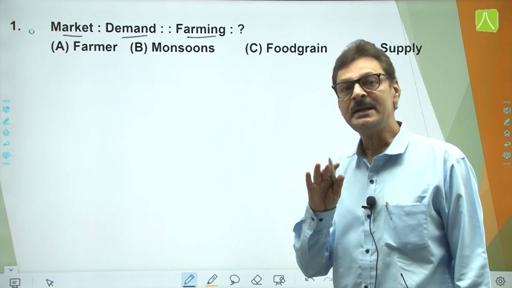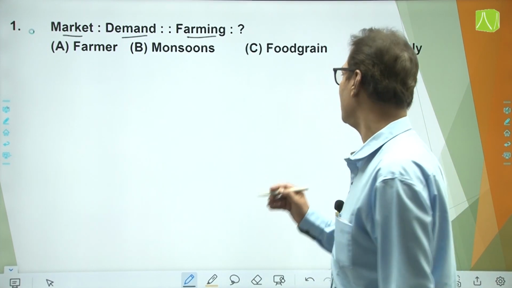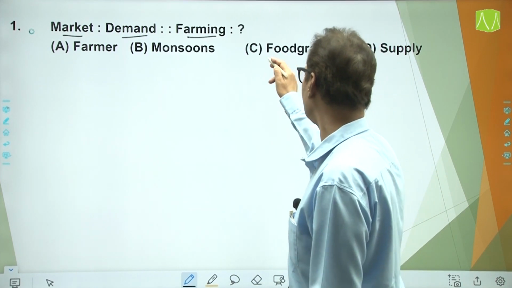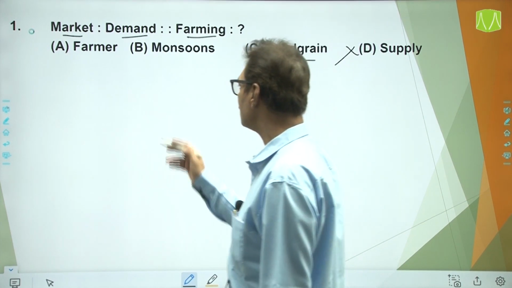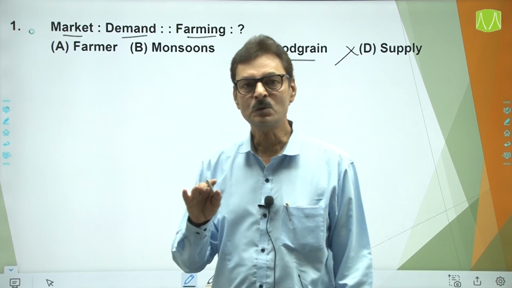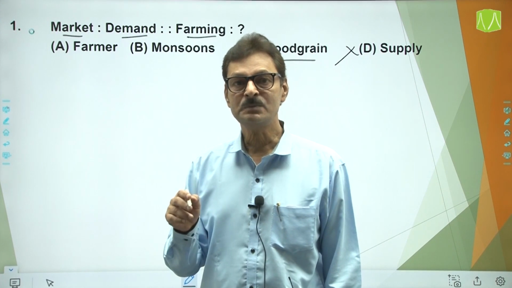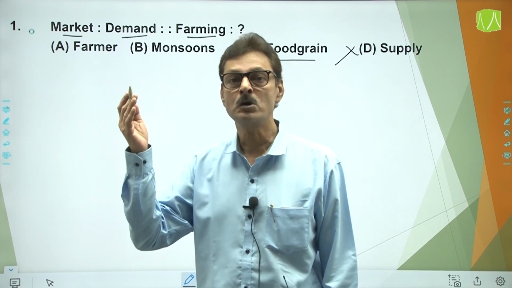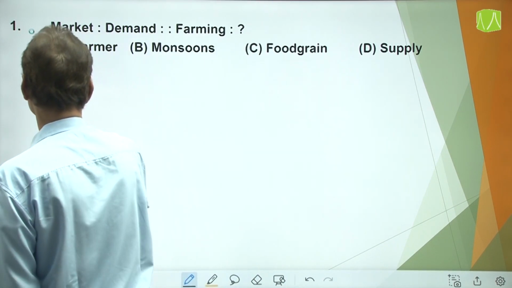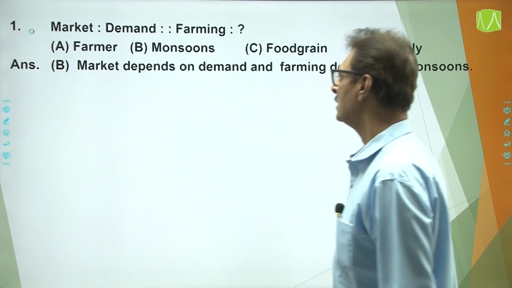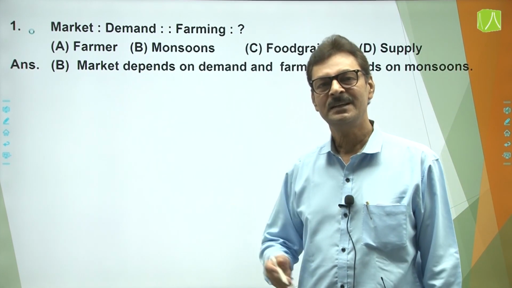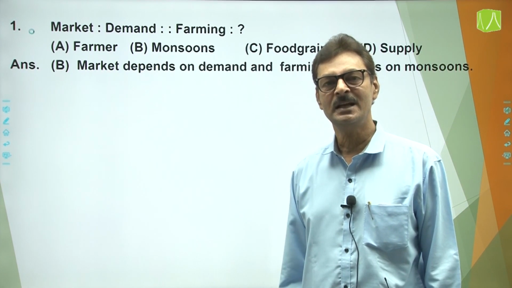Yes, we can eliminate the options; the elimination process will always work. Does farming depend on supply? Out of the question. Does farming depend on food grain? Nowhere. Does farming depend on monsoon? Maybe yes. And does farming depend on farmer? To a certain extent. But overall, what does farming depend on? Farming depends on the weather. So the correct answer is option B, that is monsoon. Market depends on demand and farming depends on monsoon. This is the way questions based on analogy have to be solved.